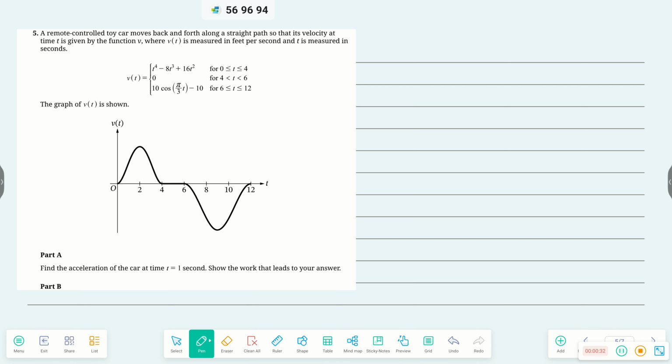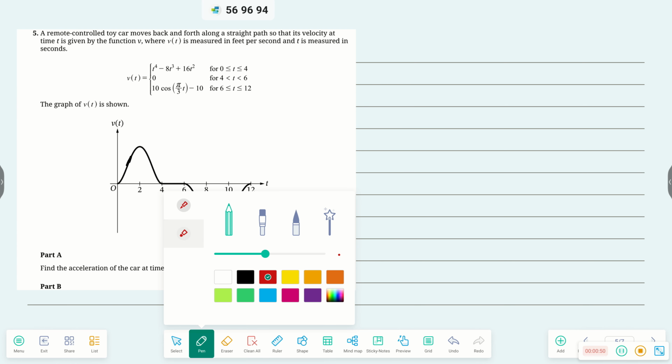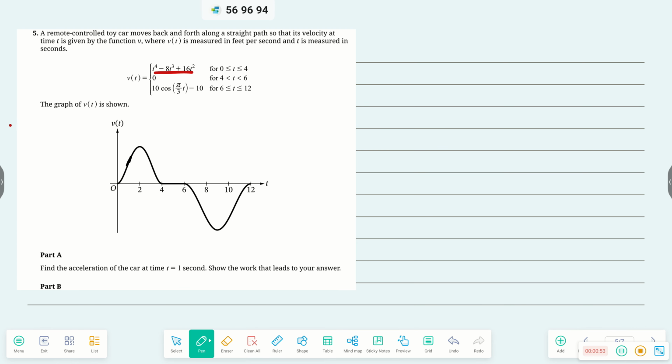So we're looking at velocity, but we need acceleration. You can look at the graph right here and tell that it's going to be positive right there. However, we have access to the equation right here, so might as well just use that. For part A, the acceleration would be the derivative of velocity. So that's 4t cubed minus 24t squared plus 32t, right? Check the math there. 4t cubed, 24t squared, yes, plus 32t.